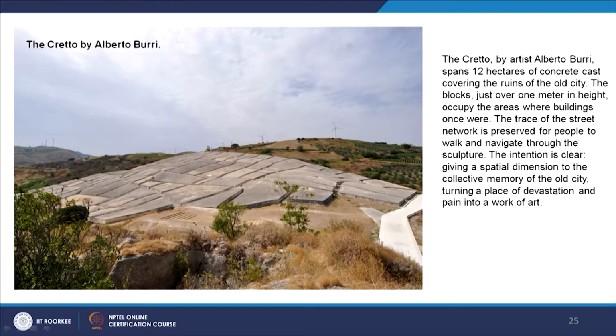This is the previously affected site. This is a monument which Alberto Burri developed, the Cretto, on 12 hectares. What he did was make the whole skeleton of the village, the settlement as it is, as concrete mounds about 1 meter in height, so that it becomes a collective memory. He is trying to give a spatial dimension to the collective memory of the whole city, turning a place of devastation and pain into a work of art.